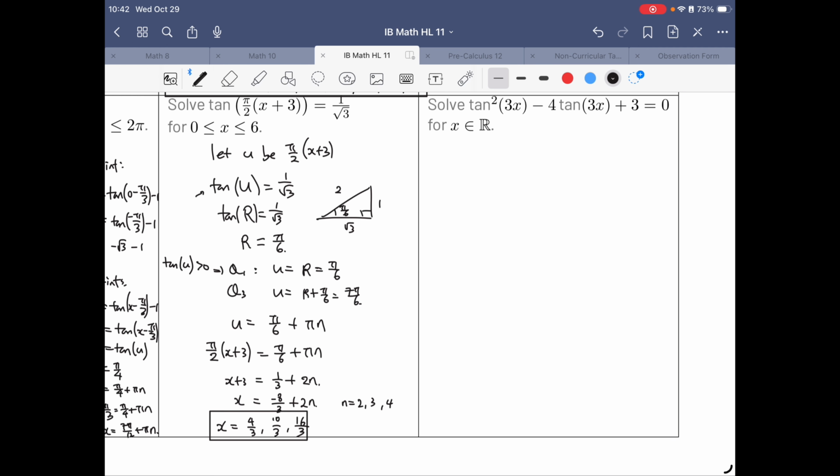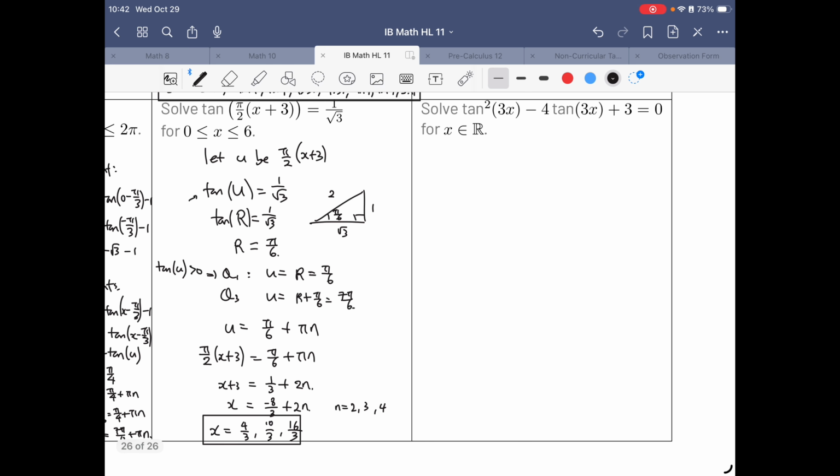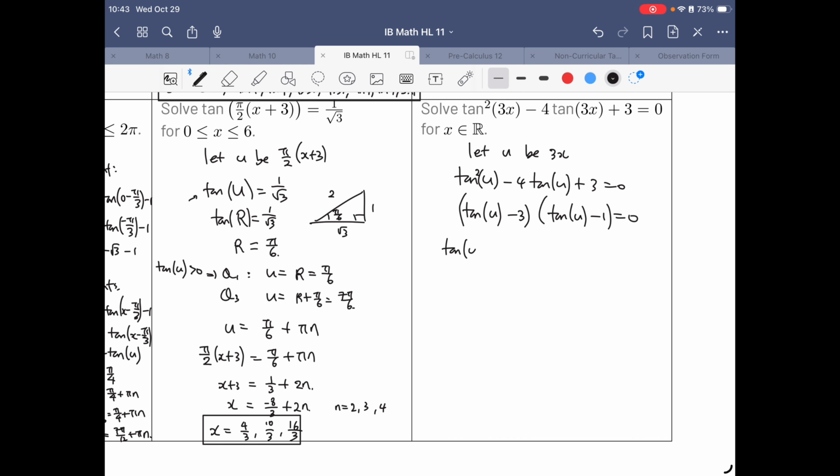Alright, last question. So once again, I'm going to let u be 3x. That's going to be tangent squared of u minus 4 tangent of u plus 3 equals 0. And I think I can easily factor this. This is tangent of u minus 3 times tangent of u minus 1 is equal to 0. So that means that tangent of u is equal to 3 and tangent of u is equal to 1.